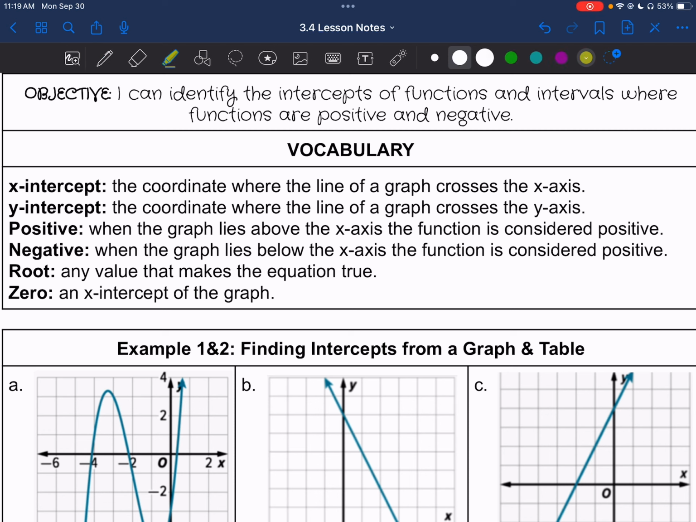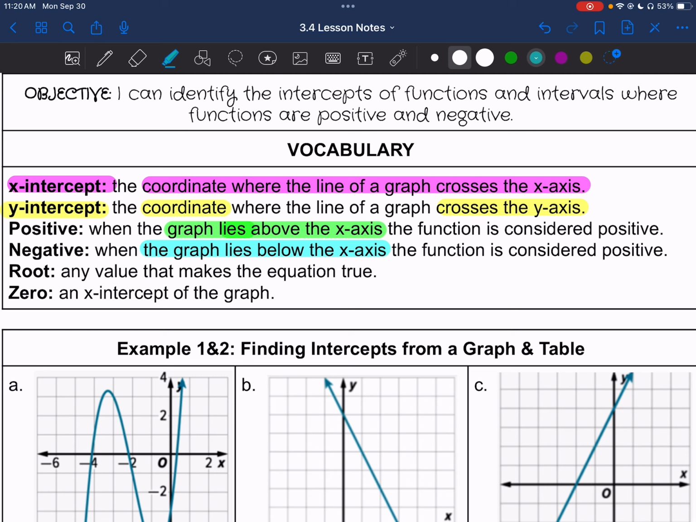Our vocabulary for today. An x-intercept is going to be the coordinate where the line of a graph crosses the x-axis. The y-intercept is going to be the coordinate where the line crosses the y-axis. A graph is going to be positive when it lies above the x-axis, and a graph is going to be negative when the graph lies below the x-axis.